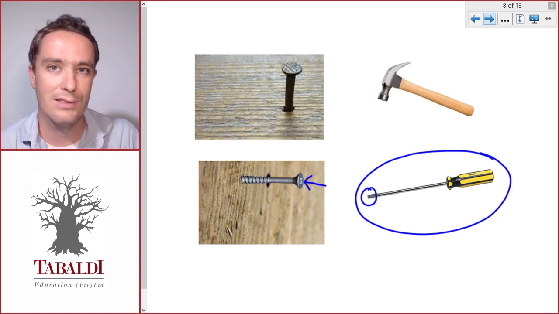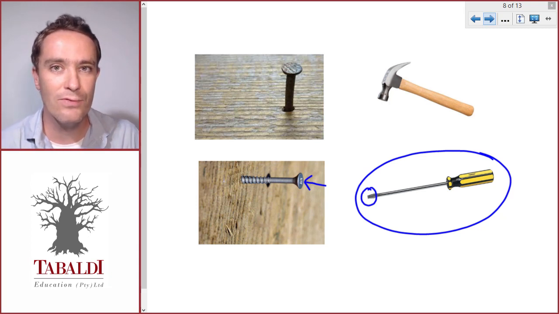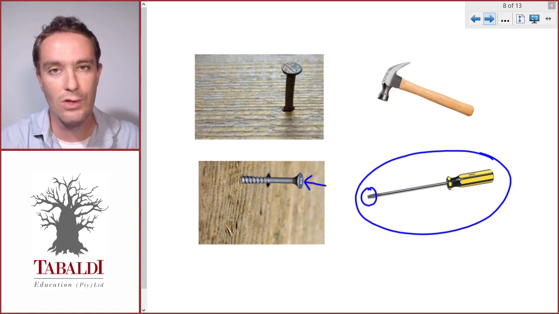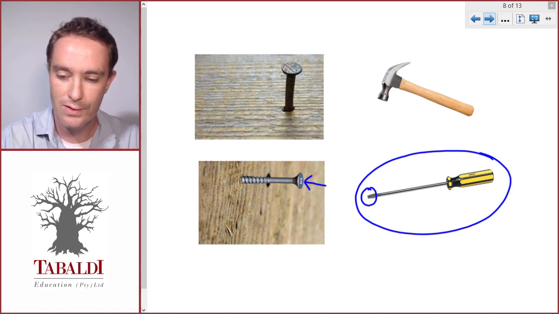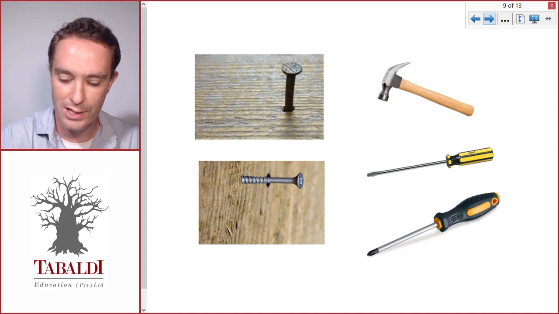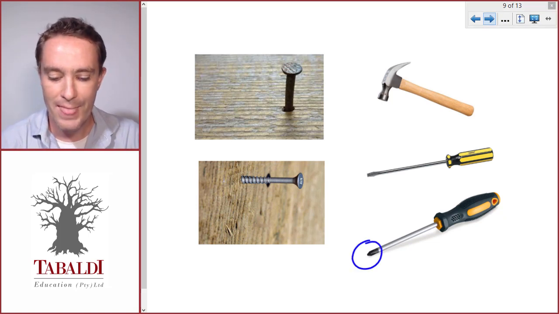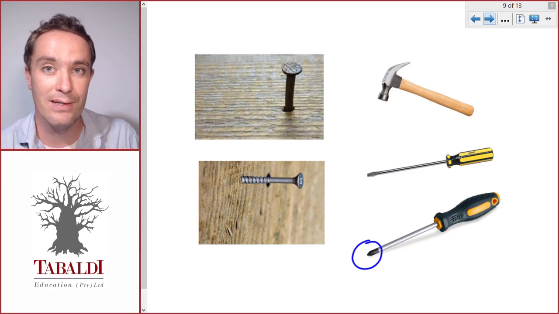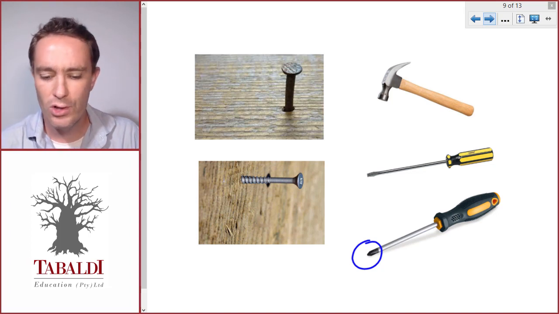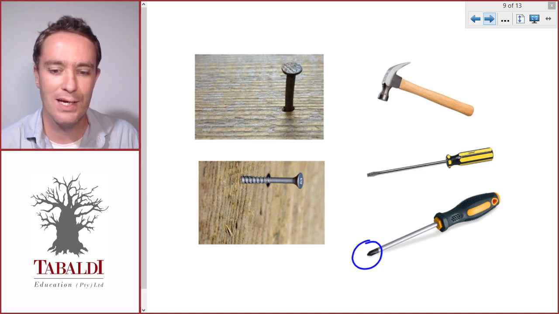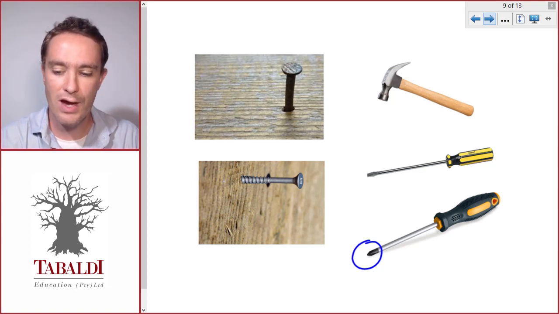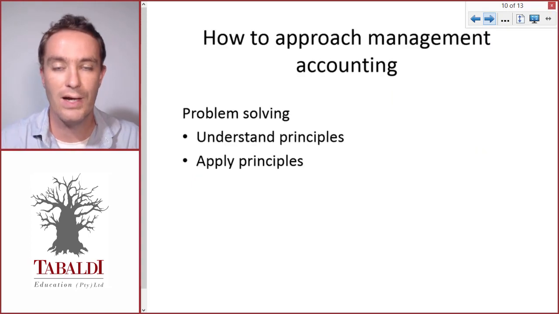You needed practice. If you haven't tried it before, you wouldn't have known that there are different types of screwdrivers. The correct one that we actually had to use was this one with the star-shaped point at the end. And this you would have gained with experience. And the only way to gain experience in management accounting is to do questions. So you have to practice it.